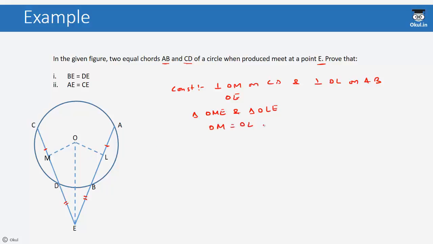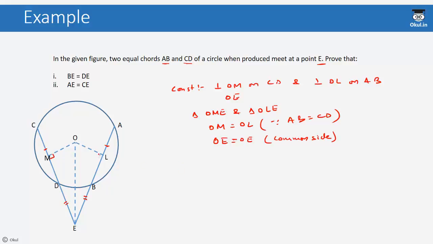Now OM is equal to OL since the chords AB and CD are equal, and we have drawn perpendiculars. We have just proved that equal chords of a circle are equidistant from the center. Therefore, we can say that OM is equal to OL since AB is equal to CD. Now, OE is equal to OE since it is the common side of both the triangles.